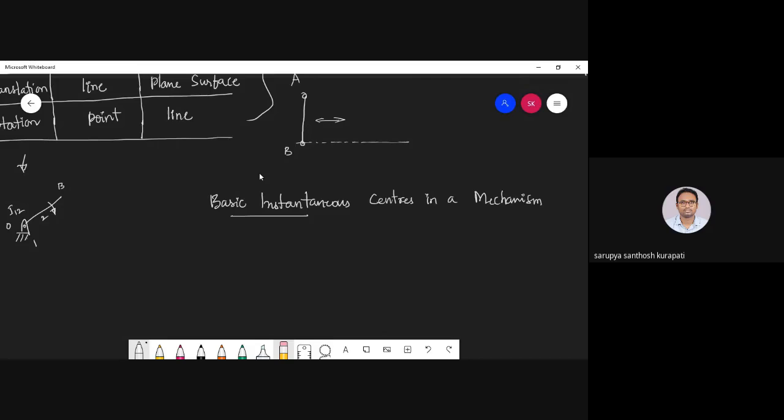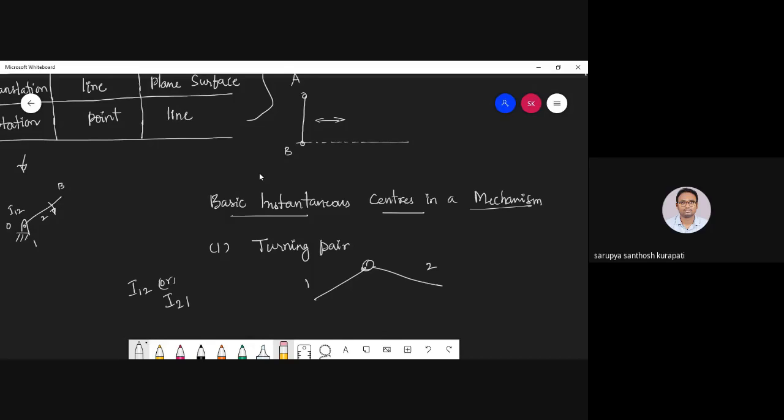Okay, so just tell me, the first one is a turning pair. So ikkada instantaneous center ekkada untundi? So here I took an example. This is my turning pair and this is link 1 and this is link 2. So I center is nothing but I12 between these two links. So instantaneous center of link 1 with respect to link 2, or you can also call as I21, instantaneous center of link 2 with respect to link 1.